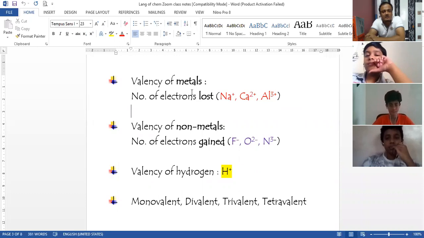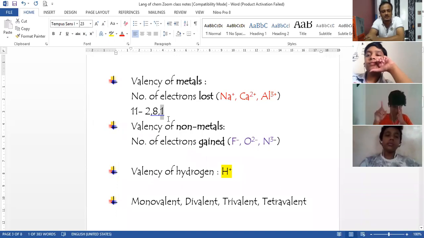So valency of metals. If I'm taking sodium, the atomic number of sodium is 11. Writing the electronic configuration of sodium, it would be 2, 8, 1. So the valence electron for sodium is 1. This one electron will be lost by sodium to become sodium ion.